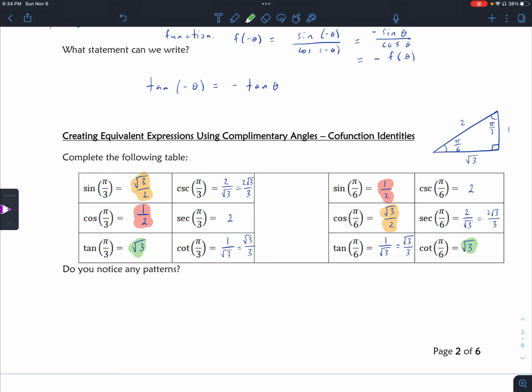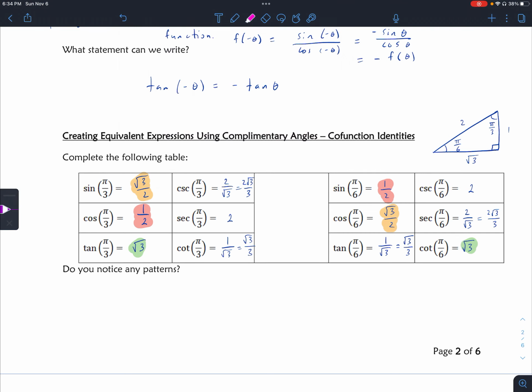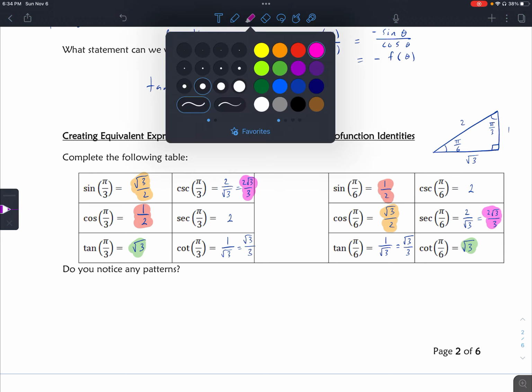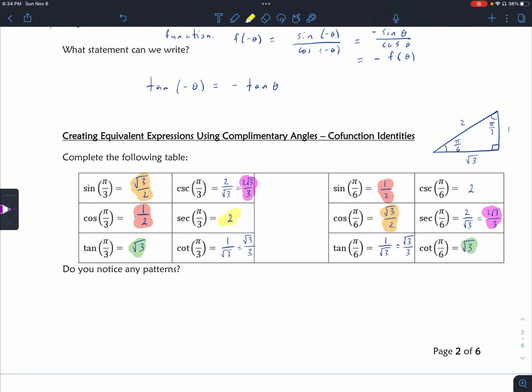Okay, and we can see there are similar relationships for other ones as well. So for example, secant of pi over 3 is 2 root 3 over 3. Where else is there 2 root 3 over 3? Here. Right? Cosecant and secant. Okay, and then there's a 2 here, secant of pi over 3, and then there's another 2 over here. So based on this, we can actually write some formulas.